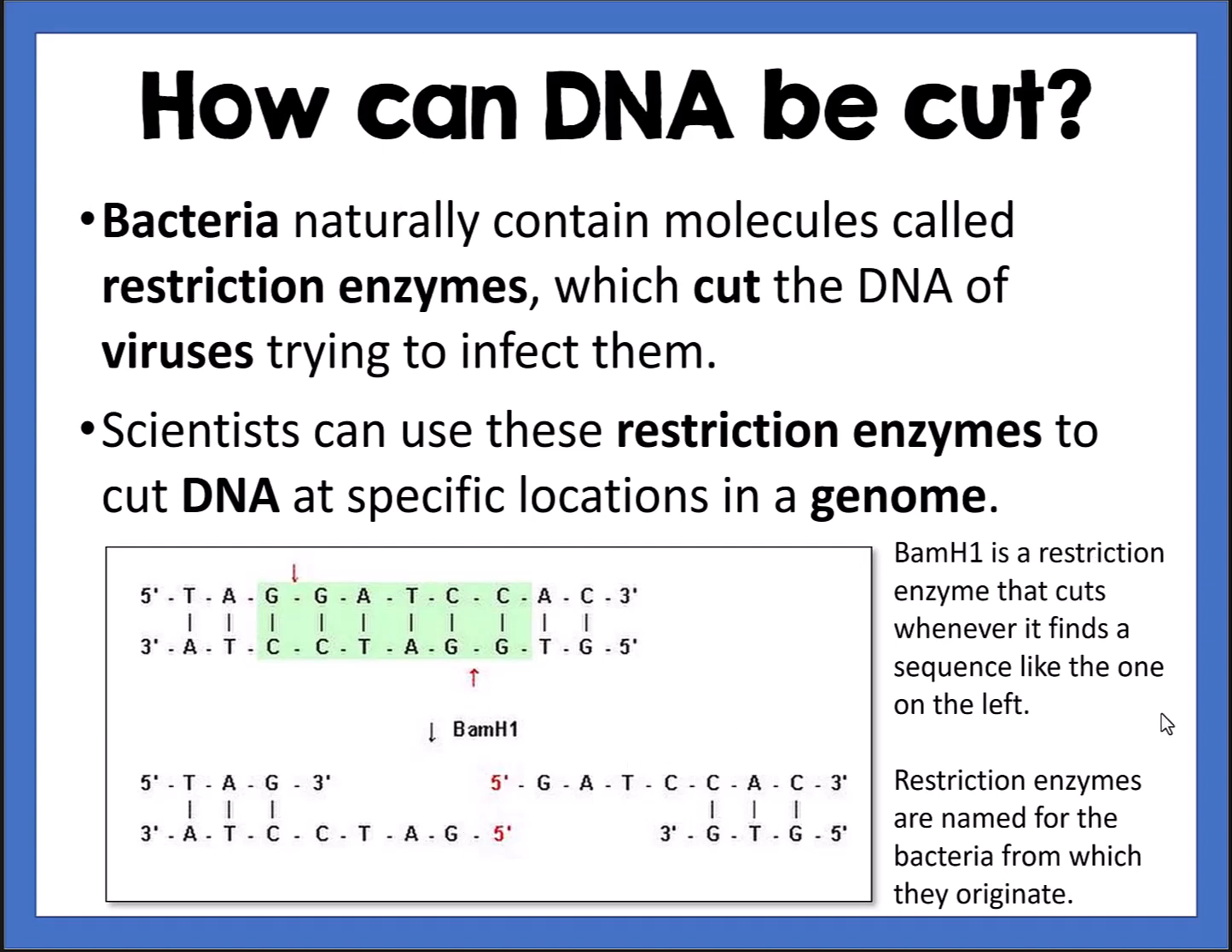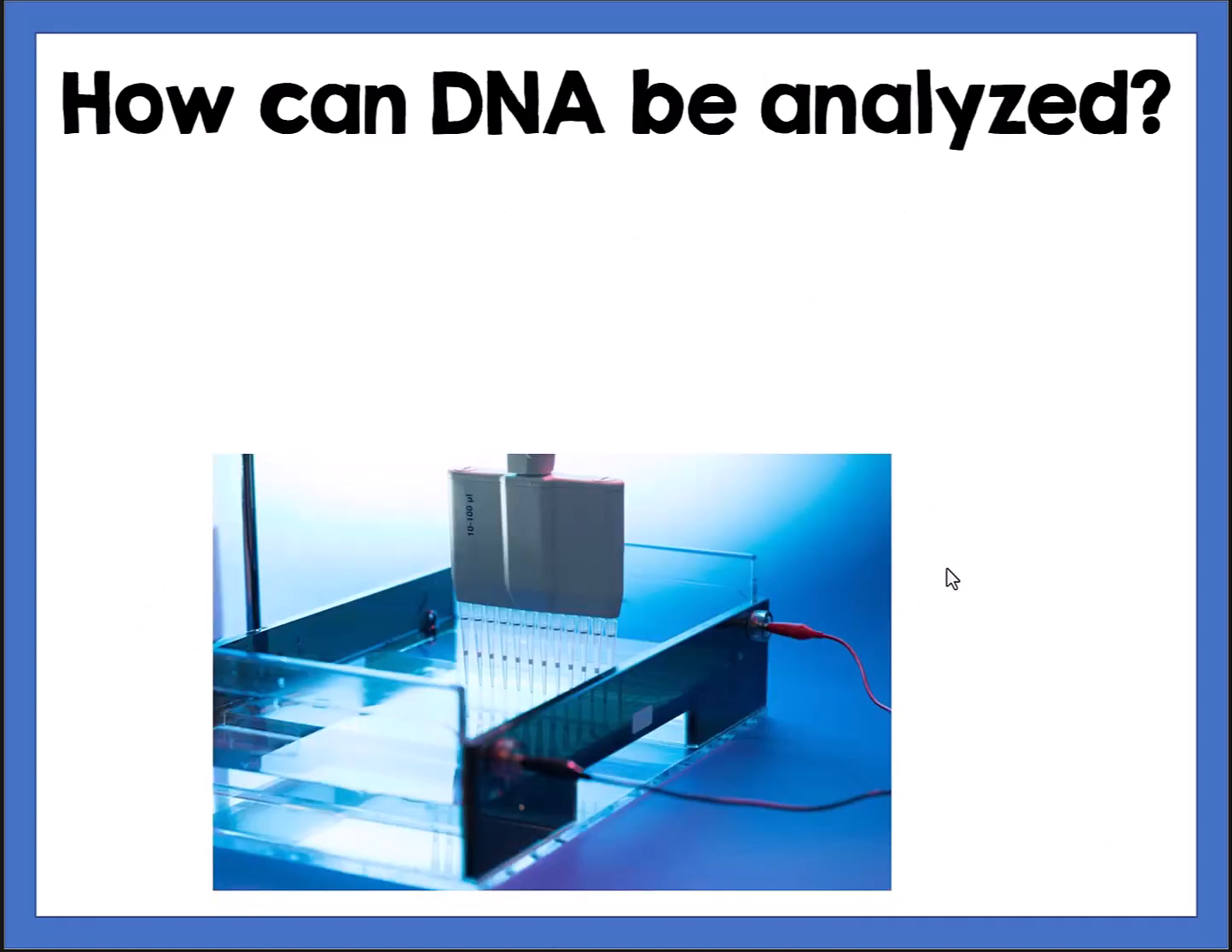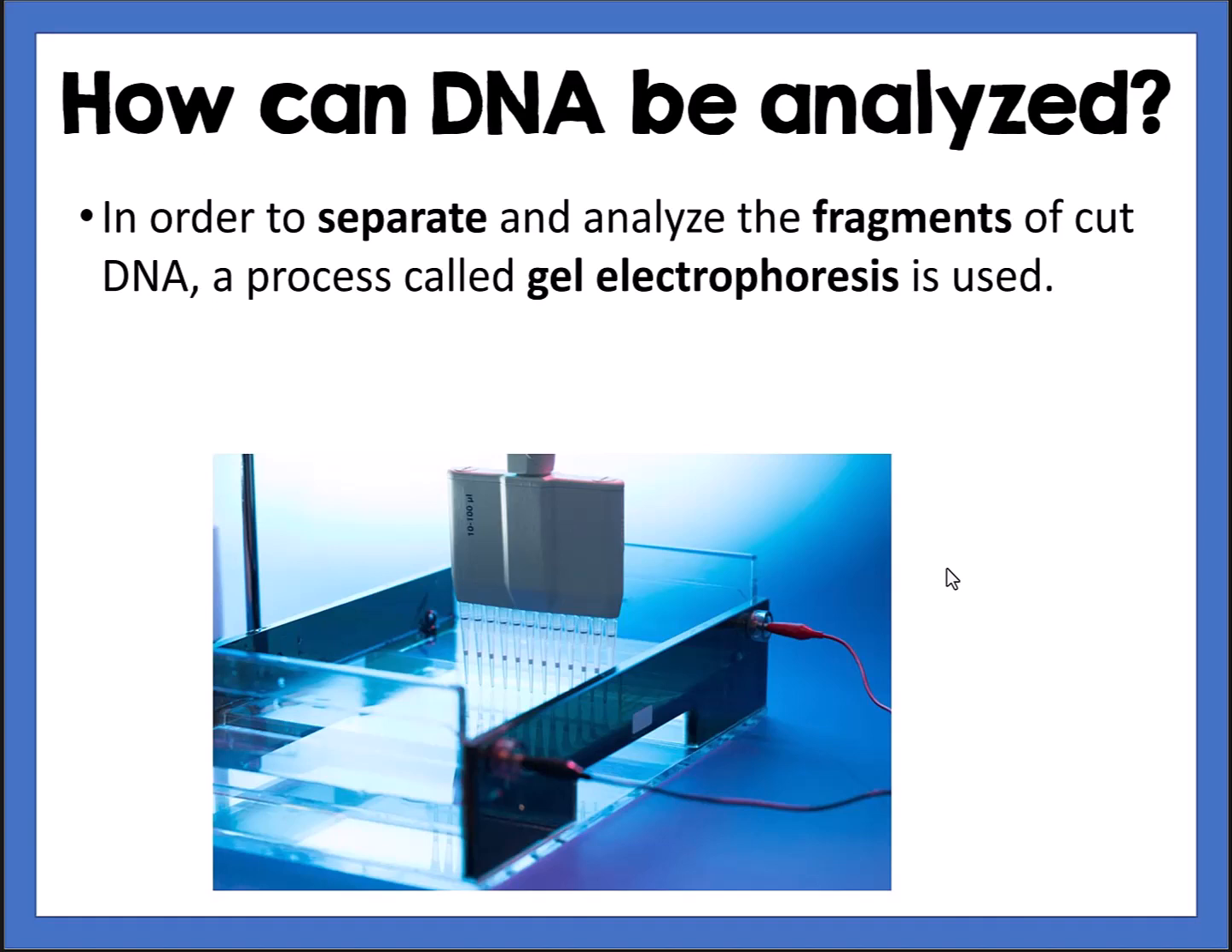And restriction enzymes are named for the bacteria from which they originate. So this is a Bacillus restriction enzyme. It gets the name BAM. So using those cut pieces of DNA, we can then analyze the DNA.